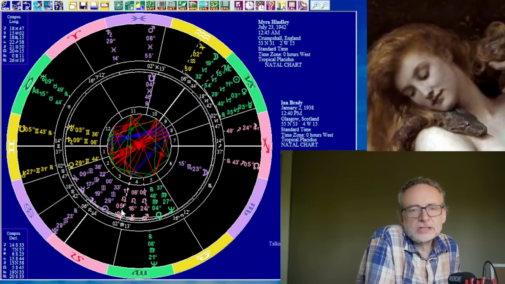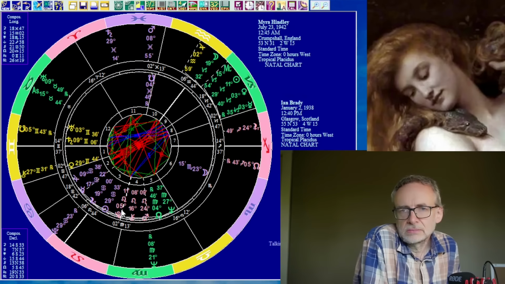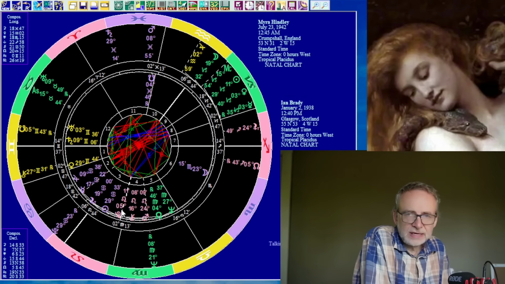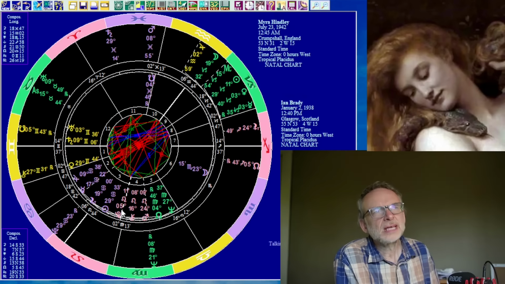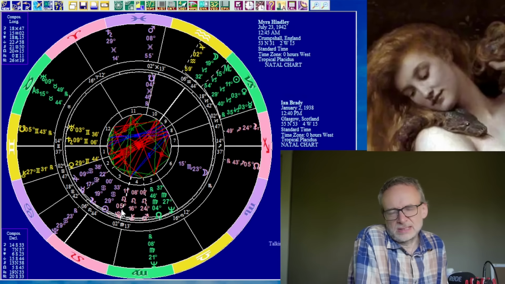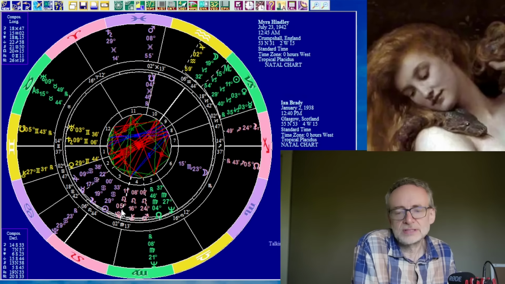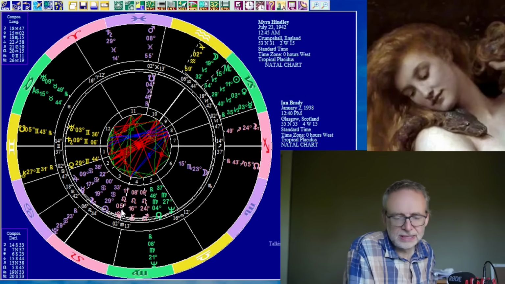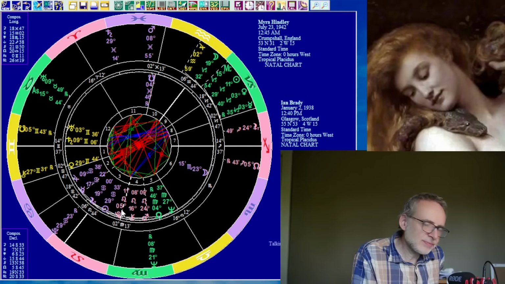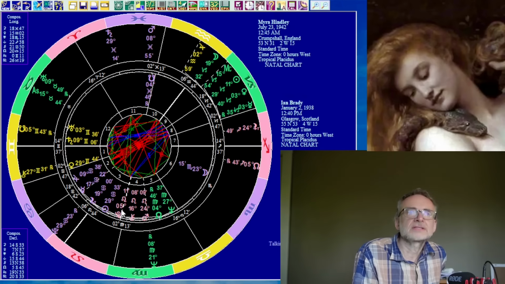That Lilith on the Sun-Jupiter midpoint for Myra Hindley in Cancer was potential. It was a potential for this night demon to be released, although I don't think the murders happened at night. But it didn't fully get released until she met Ian Brady, and Ian Brady was able to bring it into being.